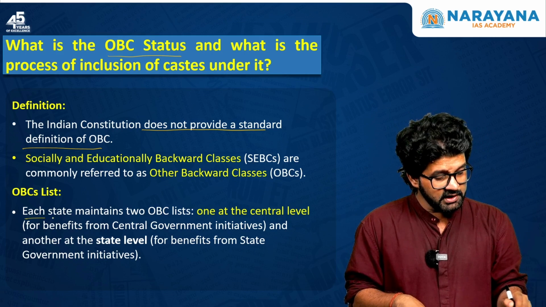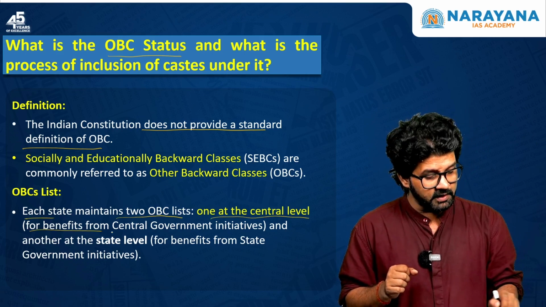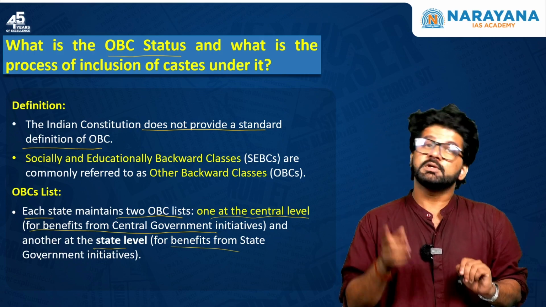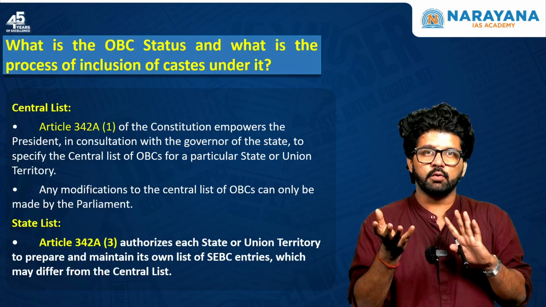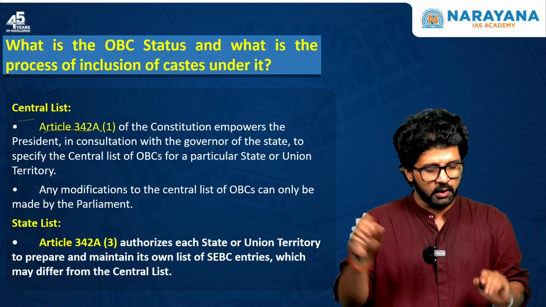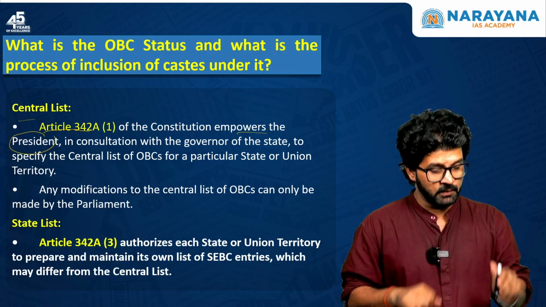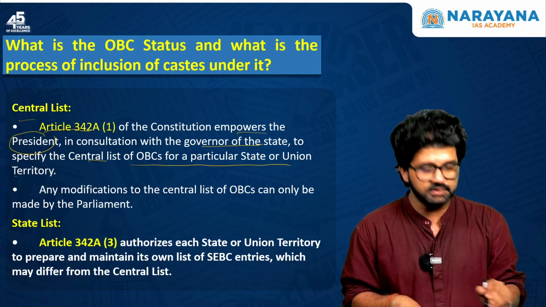So, the OBC list. Each state maintains two OBC lists. Pay attention here: one at the central level for benefits from central government initiatives, and another at the state level for benefits from state government initiatives. Now for these two, who will notify the OBC caste? Central list: Article 342A Clause 1 of the Constitution empowers the President, just like SC/ST, in consultation with the governor of the state, to specify the central list of OBC for a particular state or union territory.